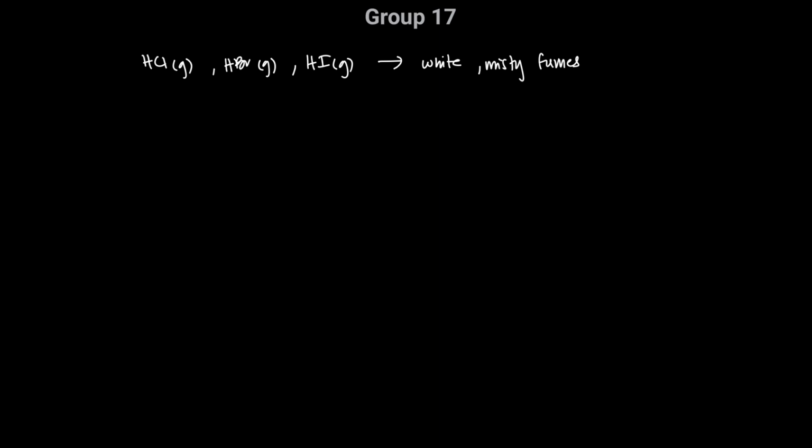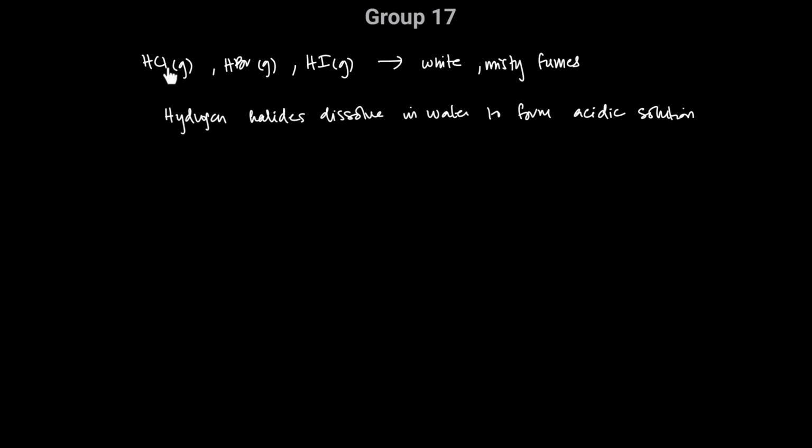And one more thing to note is that the hydrogen halides dissolve in water to form acidic solutions. So when HCl gas dissolves in water, we get HCl aqueous, which is hydrochloric acid. When HBr gas dissolves in water, we get hydrobromic acid. Again, when HI dissolves in water, we get HI aqueous, which is hydroiodic acid.